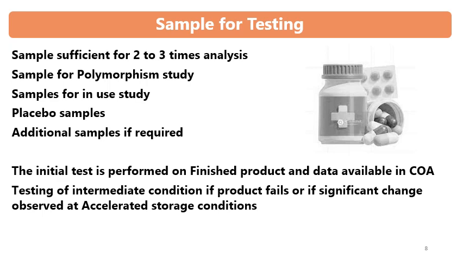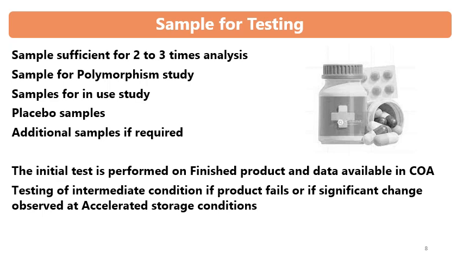Now samples. So how much sample is required to be loaded? As a general criteria, the sample should be sufficient for analysis 2 to 3 times. So always load sufficient sample, so that if there is any problem in the analysis, then you can take out the fresh sample and do the analysis. Also you can do the investigation if required. Then samples for polymorphism study, samples for in-use study, placebo samples and additional samples if required. So always think to load sufficient sample.